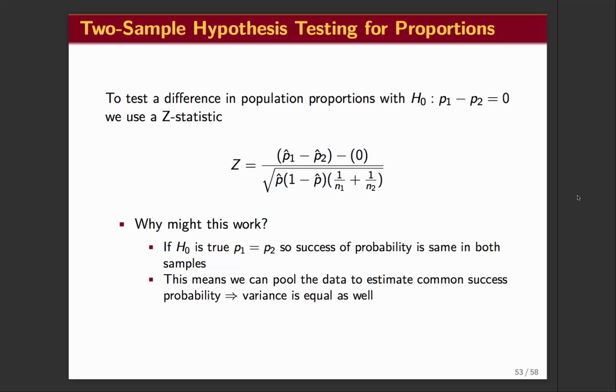So this is something that's a little bit different, but do understand that when we're talking about proportions, we no longer have this extra sigma parameter that we need to estimate. We're just estimating p. And when we estimate p, we are also estimating, as a consequence of that, the variance. Okay, that is something that is different between means and proportions.